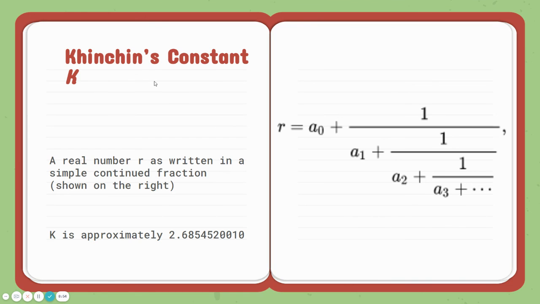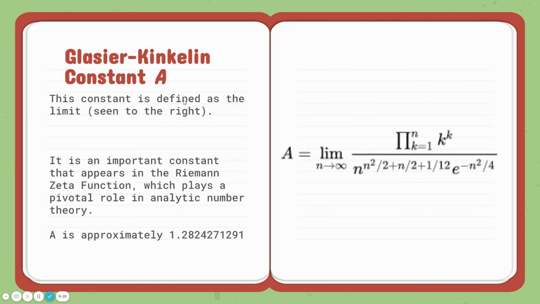Khinchin's constant, capital K, is a real number r as written in a simple continued fraction shown on the right. K is approximately 2.6854520010. So as you can see, this fraction gets bigger and bigger and bigger, or I guess technically smaller and smaller and smaller as it goes on. Yeah, that makes sense. Oh, it does get bigger. Never mind. It gets bigger. It's going to be bigger than 1.